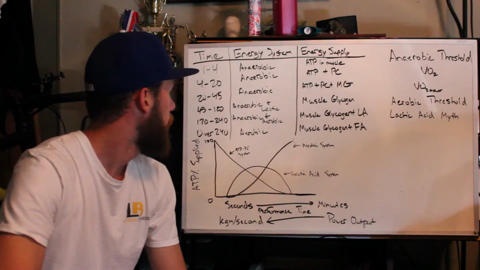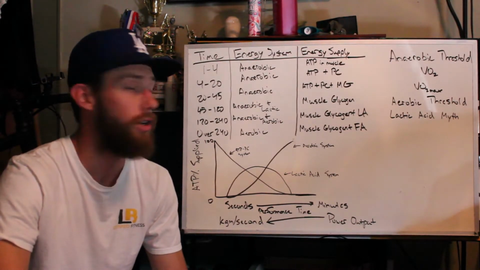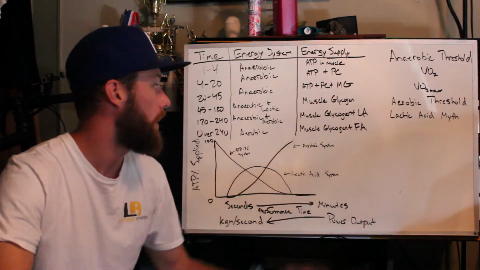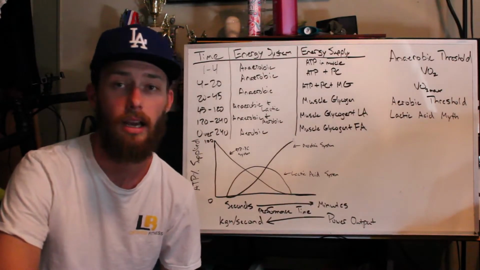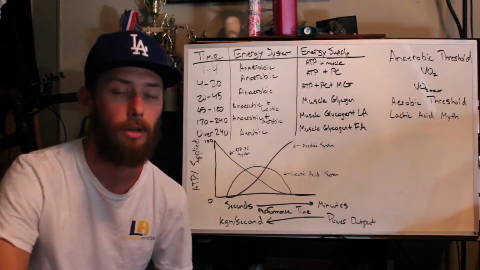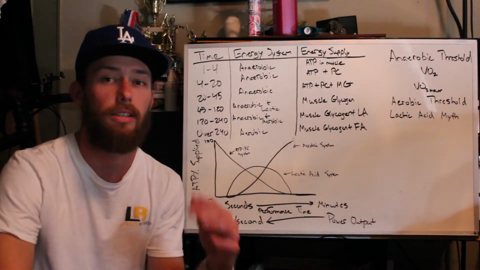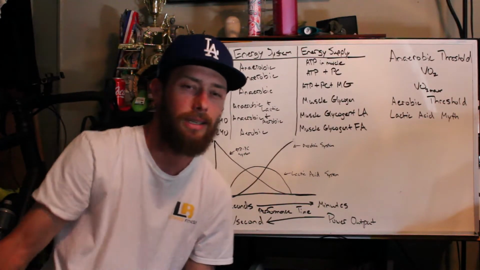All right. 45 seconds to 2 minutes is a mixture of your anaerobic and your lactic acid system. Primarily muscle glycogen. So yeah, now your ATP and PC are completely gone. You're just focusing on that muscle glycogen to get you through the exercise you're doing. So this is a little bit longer, like 2-minute bouts.